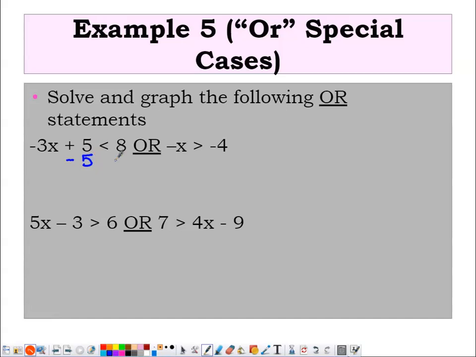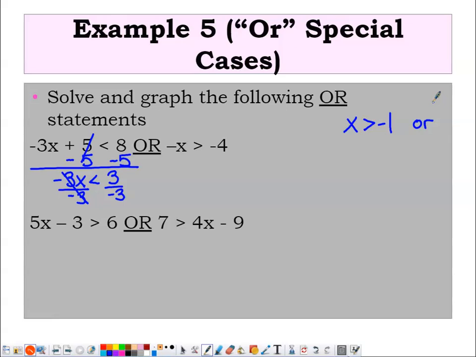So we subtract 5 from both sides. Those cancel. Negative 3x is less than 3. And then we just go ahead and divide by that negative 3. Okay, so I'm dividing by that negative number. I'm going to go ahead and write my answer over here. So we have x. I have to flip this inequality, so it's greater than. And then 3 divided by negative 3 is negative 1. Okay, and then this is an OR statement, so we're going to go ahead and pencil in that OR.